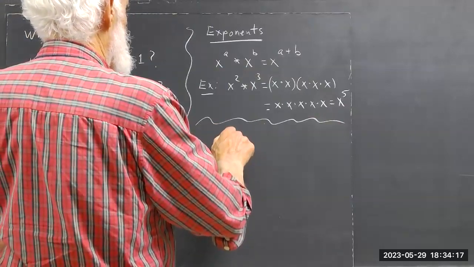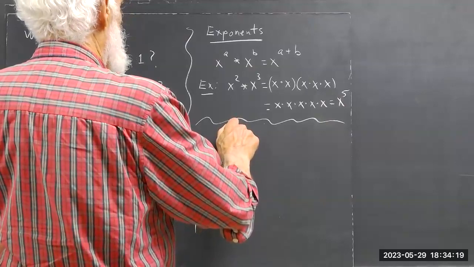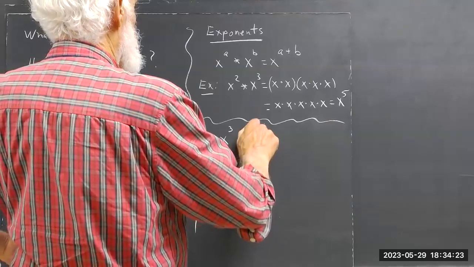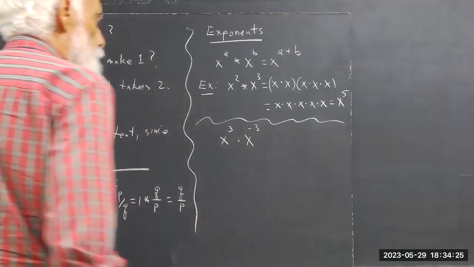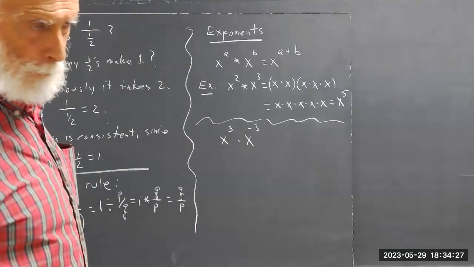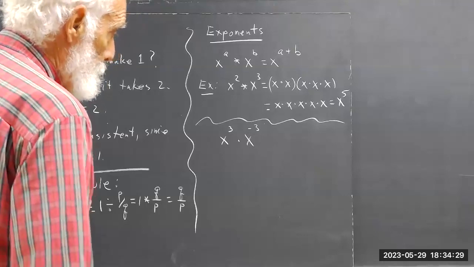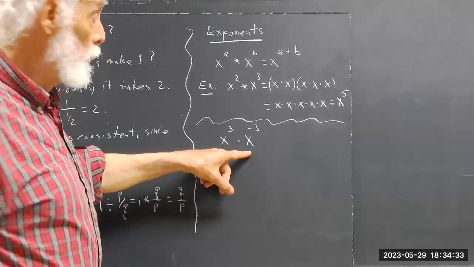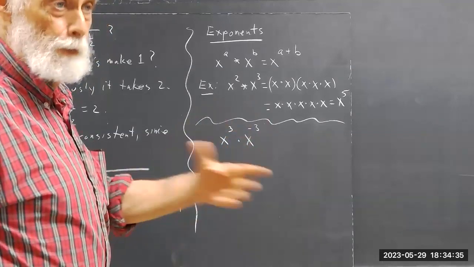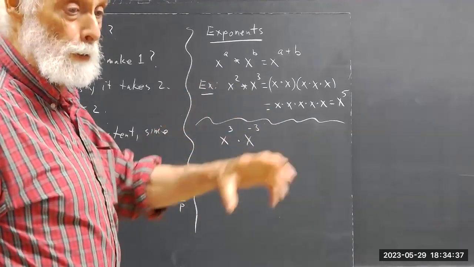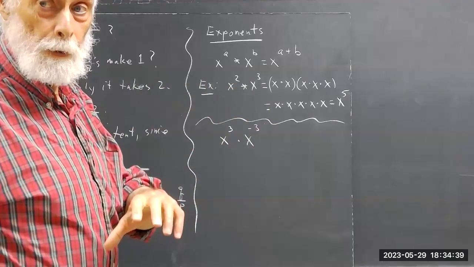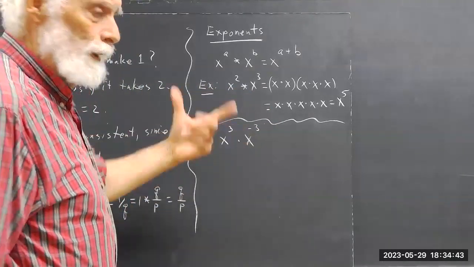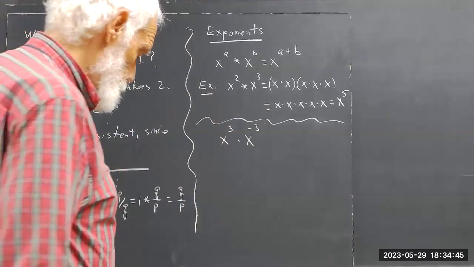What then is x to the third multiplied by x to the negative third? Now you probably don't remember what x to the negative third means. Many of you will, but a strong majority of students coming into pre-calculus don't remember what a negative exponent does. Okay.